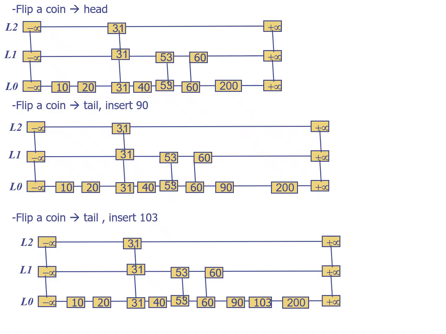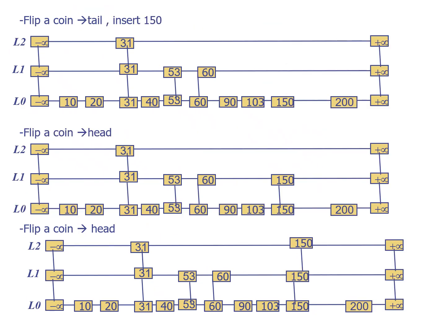Next, I flip a coin one more time because I just got a head with 60. I get a tail, so I'm not going to propagate 60 to level 2. I insert a 90, flip a coin, I got a tail, so nothing to be done. Insert 103, flip a coin, I got a tail, again nothing to be done. Insert 150, flip a coin, I got a head. Oh, interesting. So I will create a 150 entry in level 1. Then I have to flip a coin again. Oh, interesting again. I got another head, so I will propagate 150 again in layer number 2.